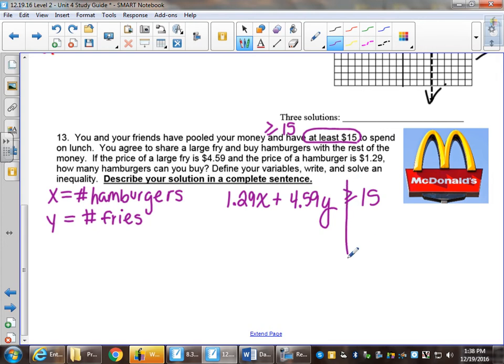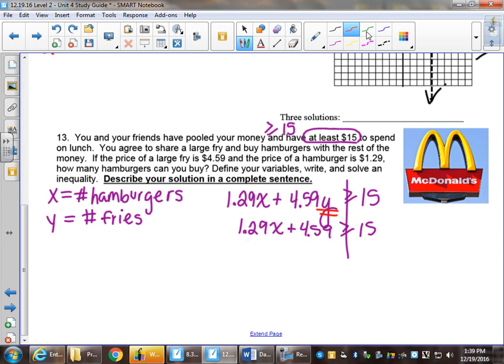So let's see what we know. It says that you agree to share a large fry. So right away, you know you're only buying a single fry. So I know that this becomes $1.29x plus $4.59 is greater than or equal to 15 because you only bought one of the fries. From here, I can solve for x.